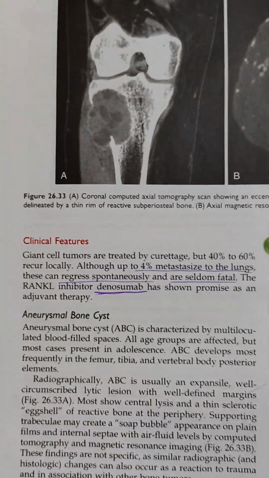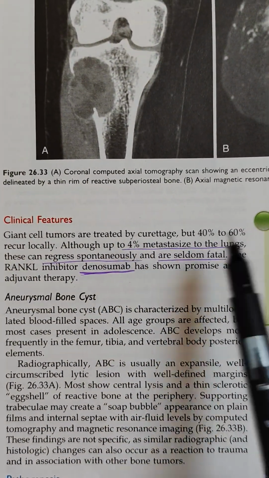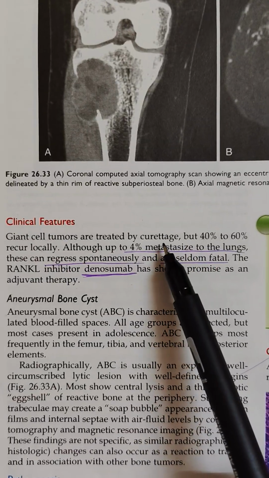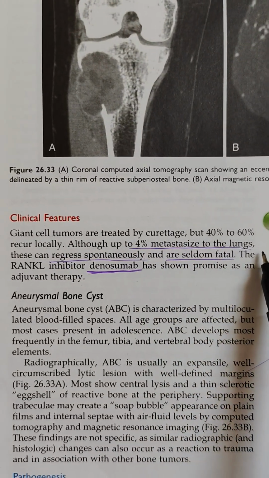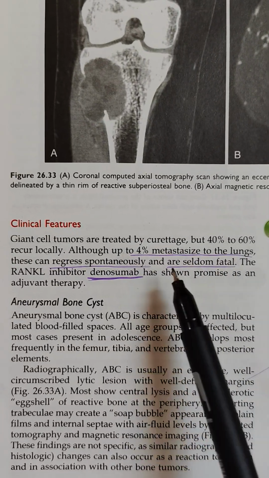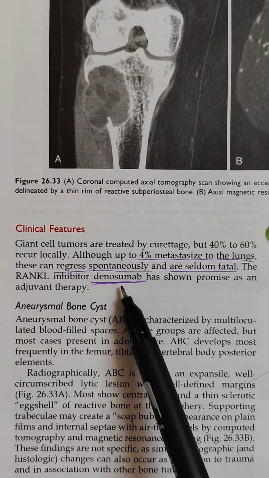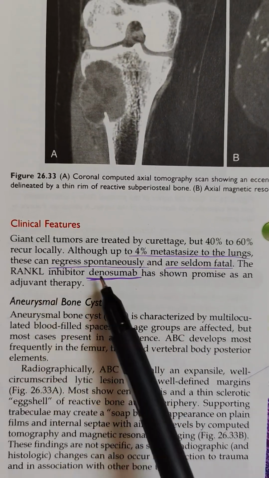So, the clinical features: they can be treated because they have local invasion, but 4% metastasize to the lungs, and they can regress spontaneously. The RANKL inhibitor denosumab, important, has shown promise as adjuvant therapy.